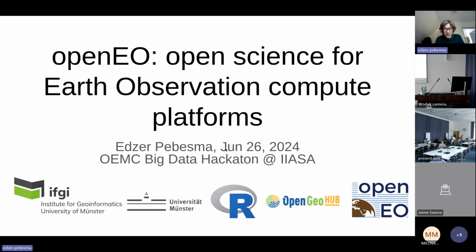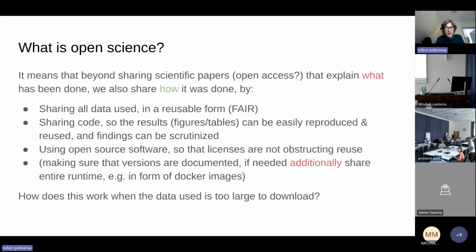So I'm associated with the University of Münster and working at the Institute for Geomathematics. I'm an ordinary member of the R Foundation. I'm also involved in OpenGeoHub as one of the management board members. And I'm involved in openEO as one of the initiators and participant in several projects trying to get things going, as Milutin was. So first of all, I'm going to talk about open science and what is it exactly.